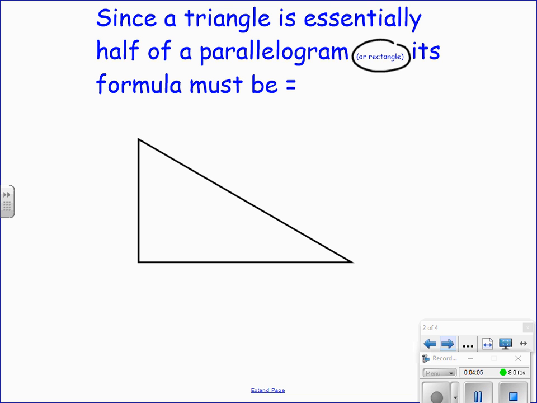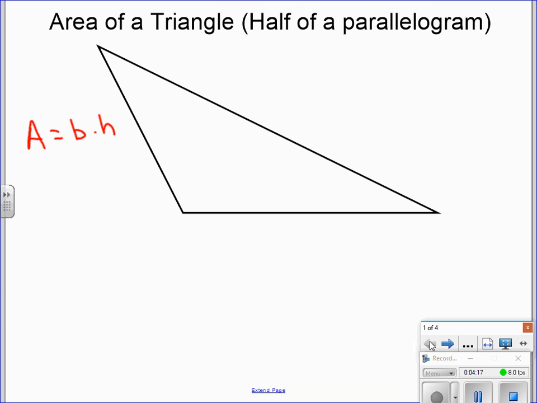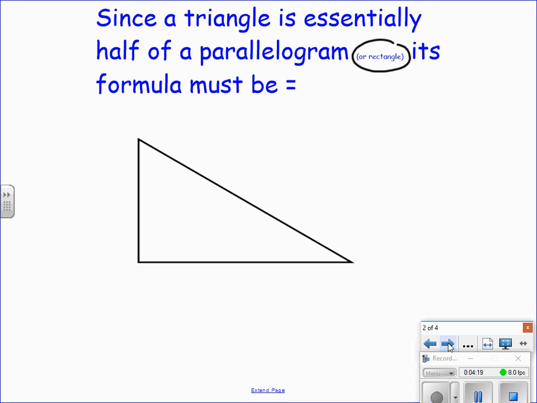Charles, I was hoping that you would come up with a formula because it's half of a parallelogram, and we just talked about a parallelogram last lesson. Remember, parallelogram's formula was base times height. If you've forgotten, you just wrote that down. So if a triangle is half of a parallelogram, what do you think the formula would be? Come on, Charles, think about it.